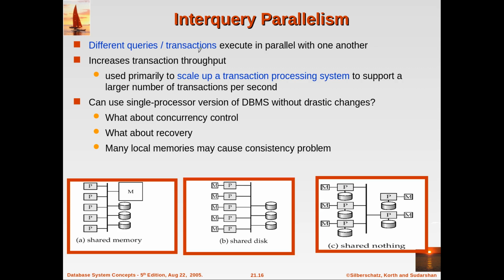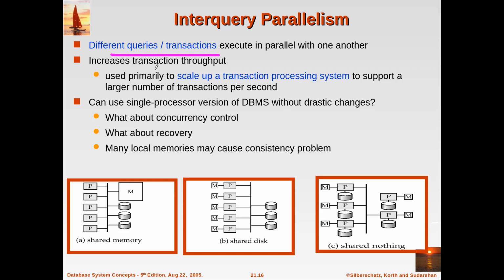Interquery parallelism means different queries or transactions are executing in parallel with one another. Assume that we have more processors and more disks available, and we need to execute more than one query at the same time. If you have only one processor and one disk, we cannot normally do this parallelism. But if you have multiple processors and multiple disks available, we can execute different queries simultaneously by utilizing the processors and disks.